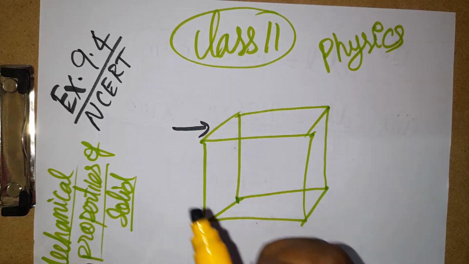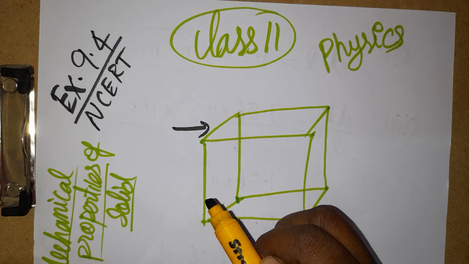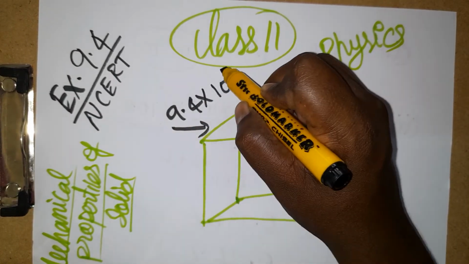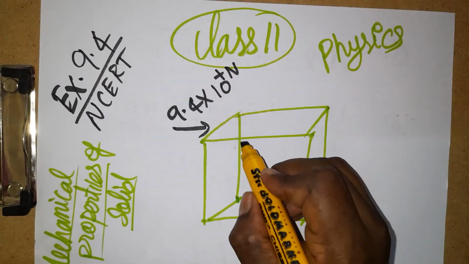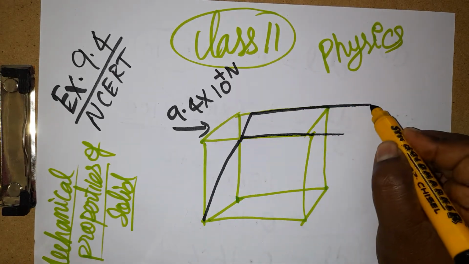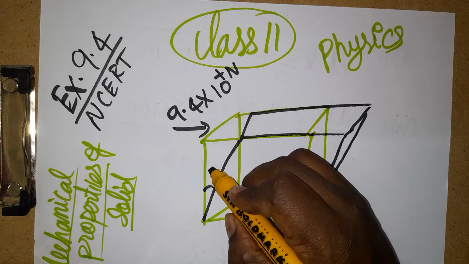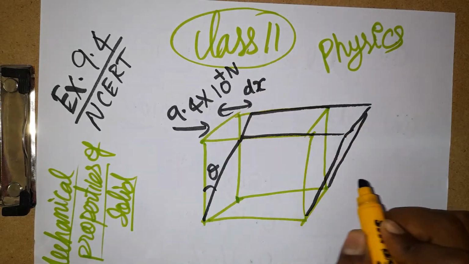I applied a force here. The value of the force is already given in the question: 9.4 × 10^4 Newton. The block is going to move this way, and a theta angle is going to be displaced. This kind of thing we can take as shear modulus. The angular displacement will happen. They asked how much dx displacement is going to happen this way.